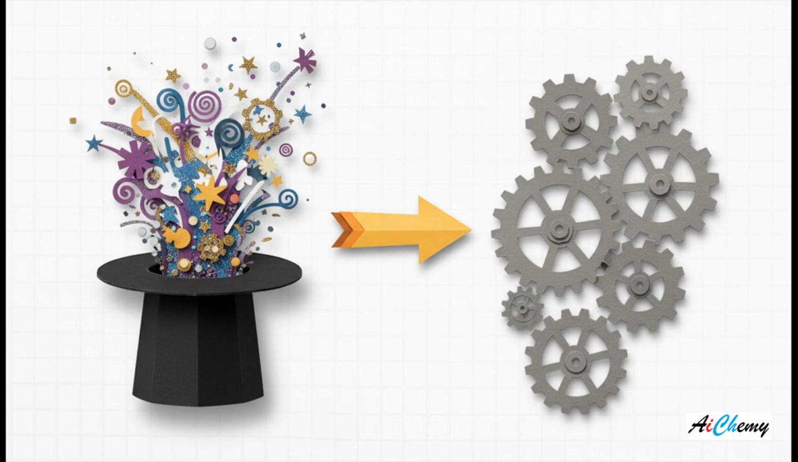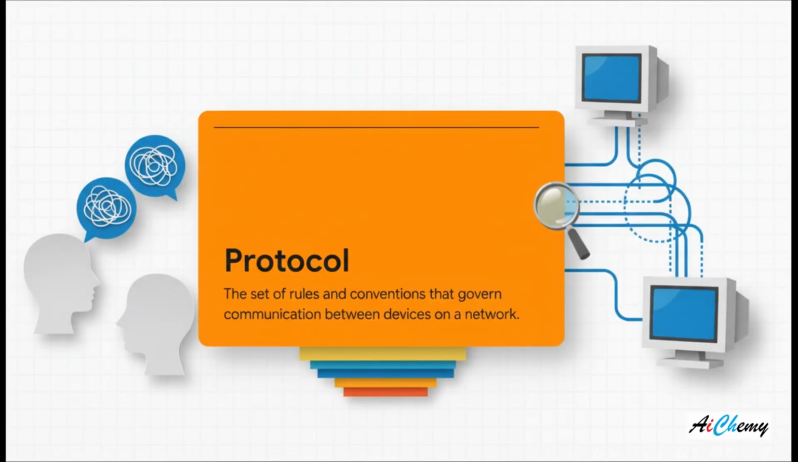You see, like any complex system, the internet isn't just chaos. It runs on a surprisingly logical and incredibly organized system of rules. And in the world of networking, these essential rules are called protocols. So, what exactly is a protocol?